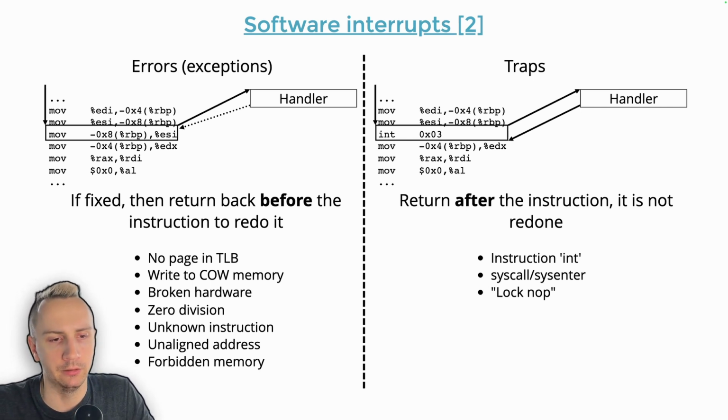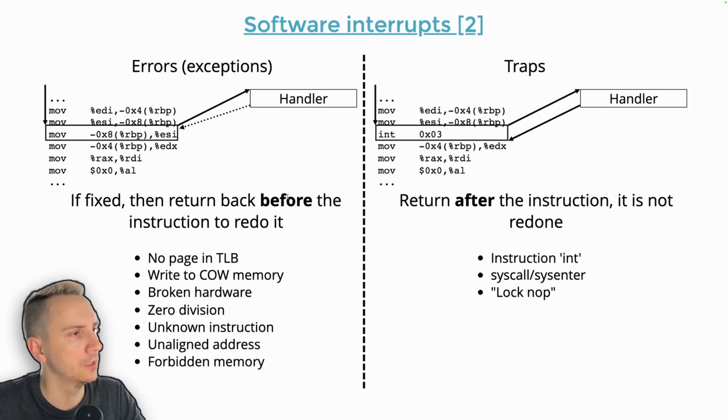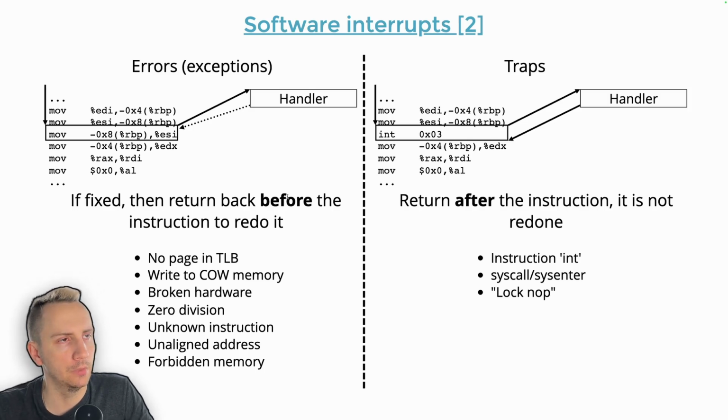And if it can be handled, then it is supposed to be fixed and the instruction will get executed again. If it cannot be fixed, then the process cannot continue and then it probably will be killed by the kernel. Some typical examples would be, for instance, when the CPU is trying to make a write into a page marked as copy on write. So it has to be copied before writing into it.